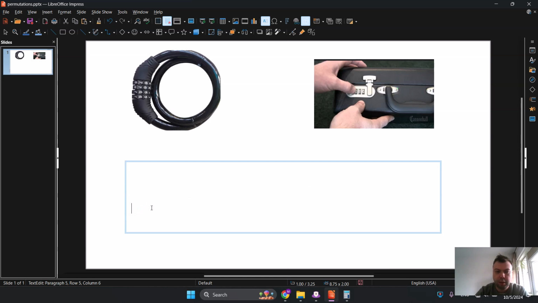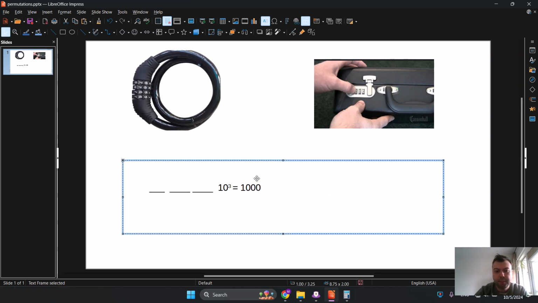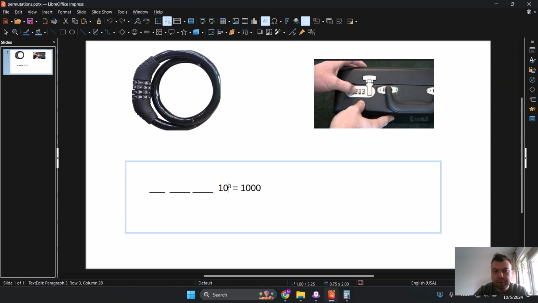If we have 3 digits like this, 1, 2, 3, the possible combinations we have are 10 to the power of 3, which equals 1000. So in total we have 1000 variations. Actually these are variations, not combinations, because order matters here. So we have 1000 possibilities because we have 10 different digits, right?